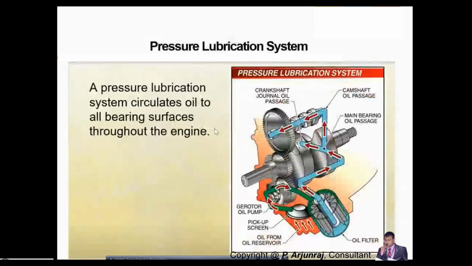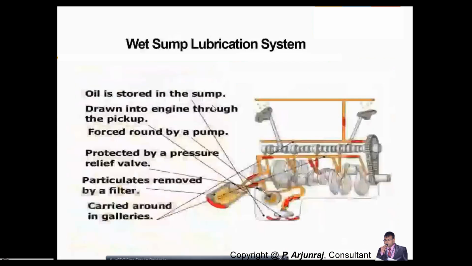So you have a lubrication system. You need to circulate the oil to the surfaces of the bearings of the engine, for which you go for a pressure lubrication system. I will explain this also with the help of a video. You have a wet sump lubrication system. These are the different types of lubrication systems that we have. Here the oil is stored in the sump. Most of you would have seen that the oil is always stored at the bottom.